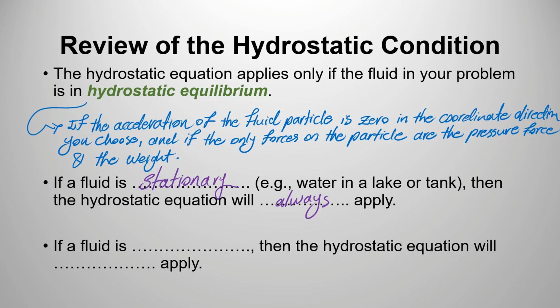Now, if a fluid is flowing, meaning that it's moving, for example, in a pipe system, right? The fluid is flowing, then hydrostatic equation will sometimes apply. Let me give you an example. Let's say that you have a circular pipe over here. To show that the pipe is circular, we usually use a notation like this. Like this, there we go. So, and the flow is in this direction.